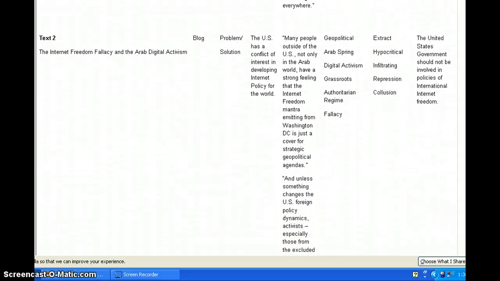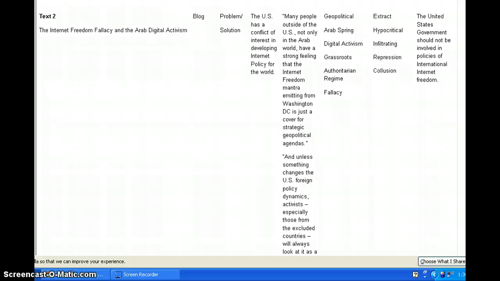Moving on to the next text, which was the blog on the internet freedom fallacy and how that related to the Arab digital activism. You could see that the type of text was a blog. This was a problem solution, so here was the problem and what he believed the solution would be. The central idea is that the U.S. has a conflict of interest in developing internet policy for the world, and you can see that was very much related to our subsequent texts.